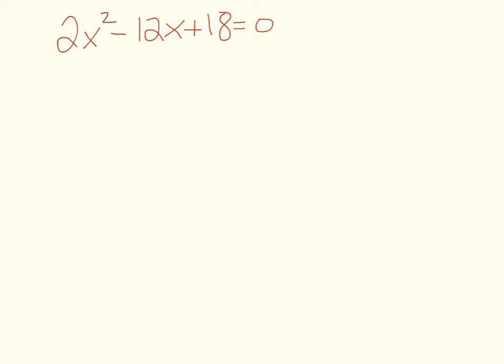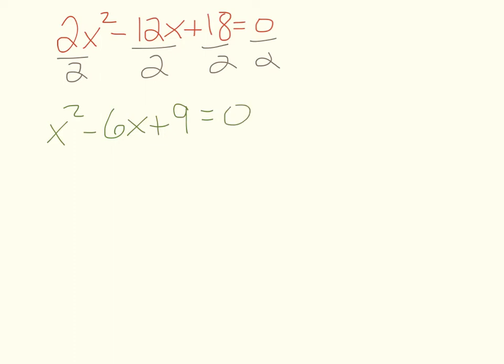I think an easier way to think about this is that since this is an equation, because we have this equal sign, we are allowed to multiply or divide by any number we want, so long as every single term gets divided by that number. So instead of factoring out a 2, I'm just going to divide everything by 2. Then we'd have x squared minus 6x plus 9 equals 0.